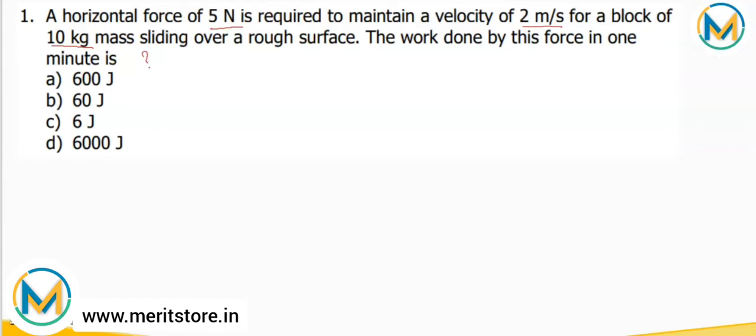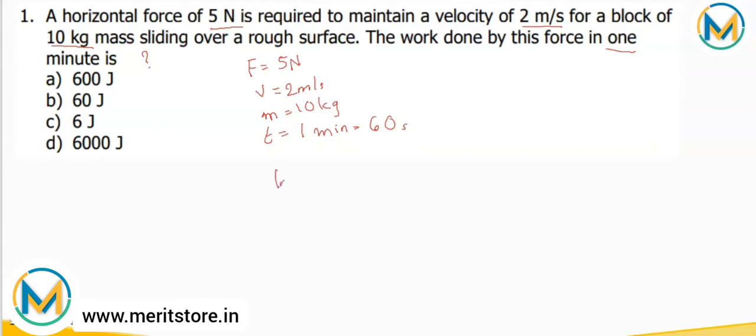Okay, so we know what all things are given. Force is given, that is 5 Newton. Velocity is given, that is 2 meter per second. And the mass is given, that is 10 kg. Also, it is work done by this force in 1 minute, so the time is 1 minute, that means it is equal to 60 seconds.